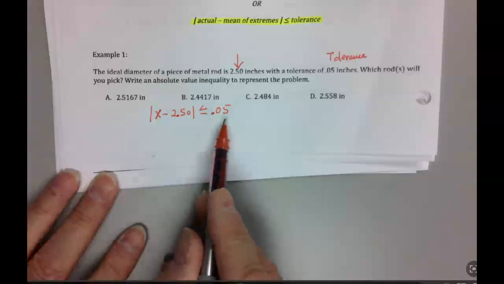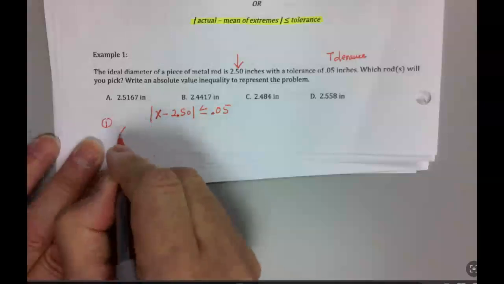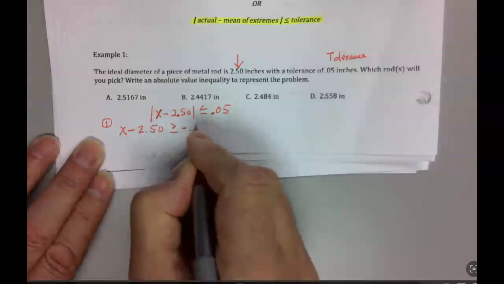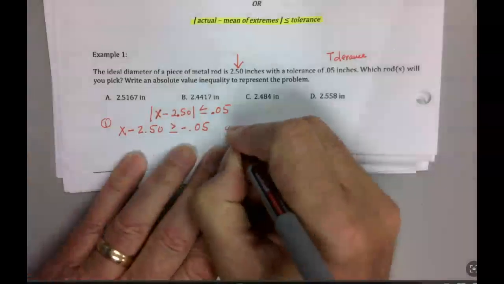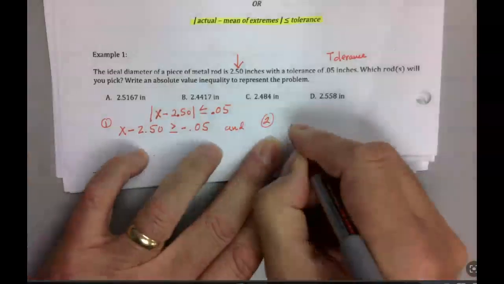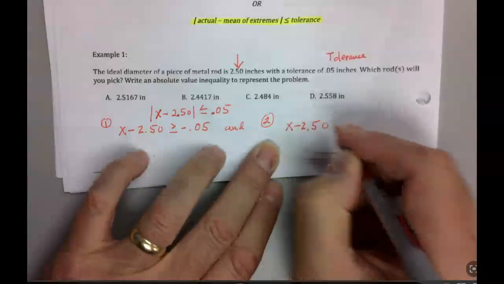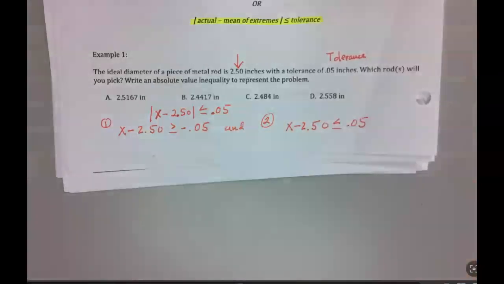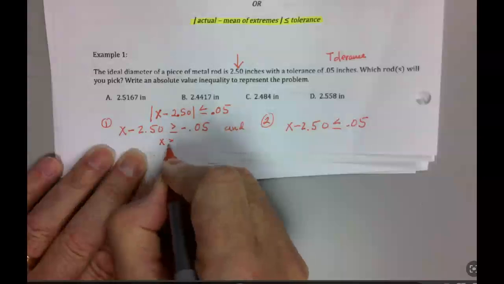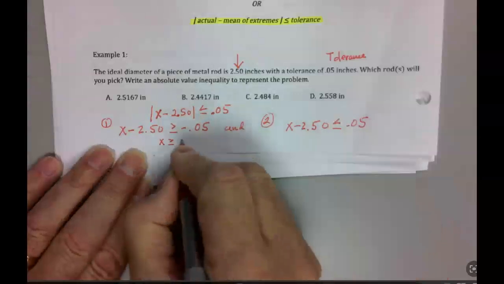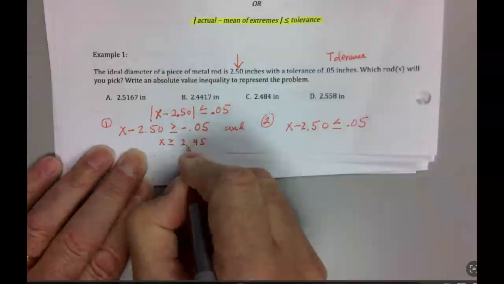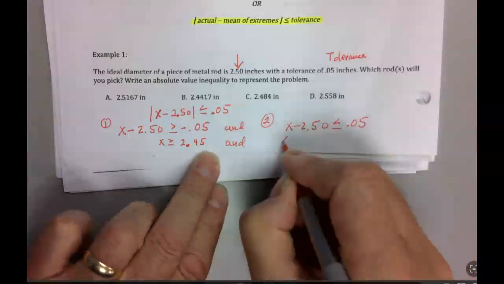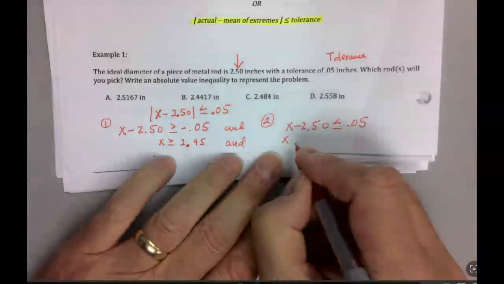So your first equation is x minus 2.50 is greater than or equal to negative 0.05. And the second equation, copy it down without the absolute value symbols. And I'm going to solve this equation. I get x is greater than or equal to 2.45. And add 2.50, I get x is less than or equal to.